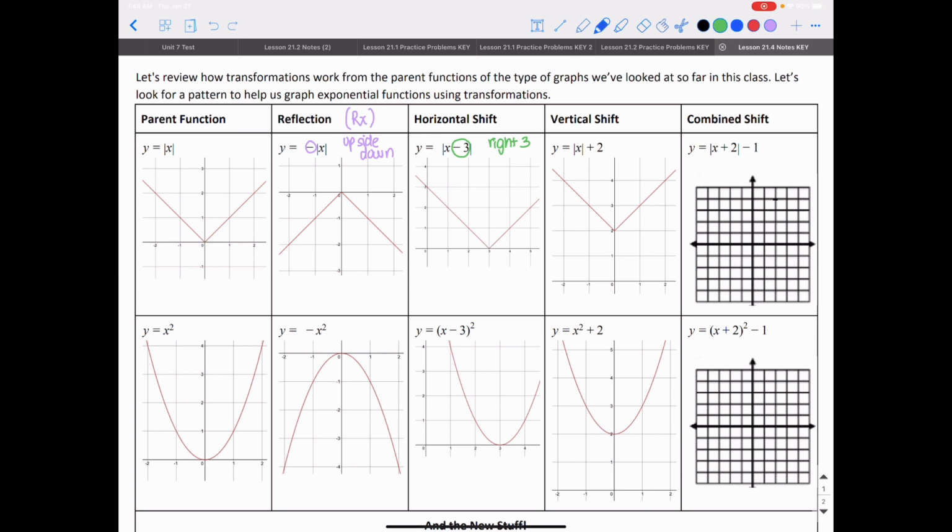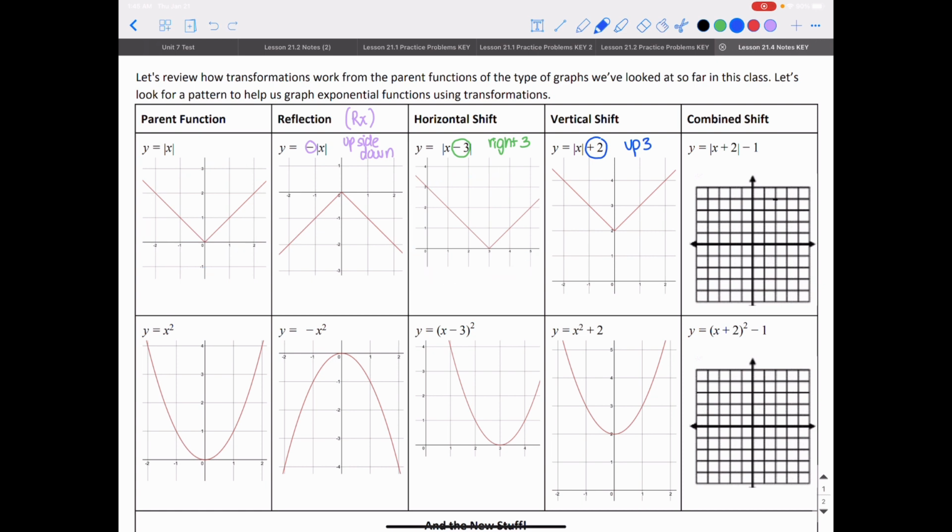Then if I wanted a vertical shift, I would add or subtract something outside of the absolute value bars. And if I add 2, when I add something, it means I'm moving up. So in this case, I'm moving up 2. I started at 0, 0 for my vertex, and now I'm at 0, 2 for my vertex. So y increased by 2. Every point increased by 2. You don't have to just look at the vertex. You'll see that every single point moved up 2. Just like when I moved right 3, every single point from here to here changed.